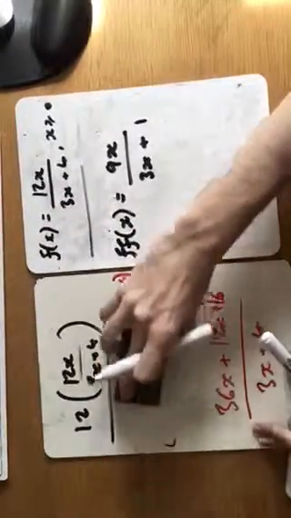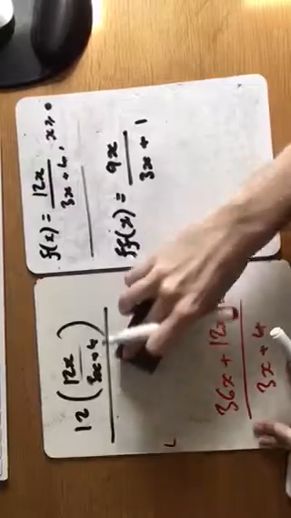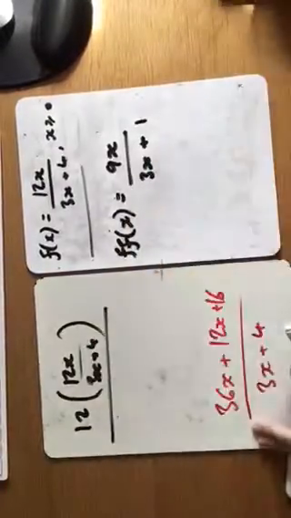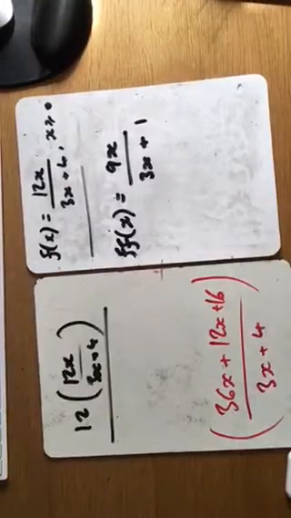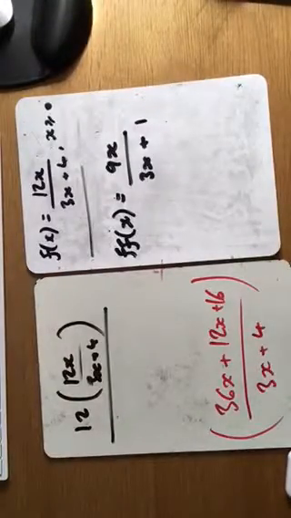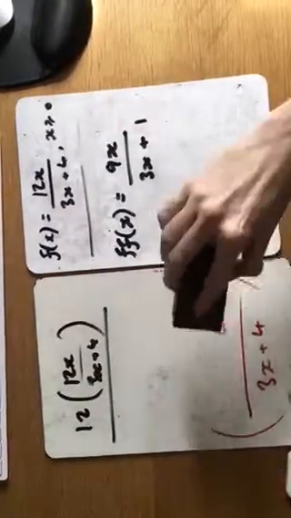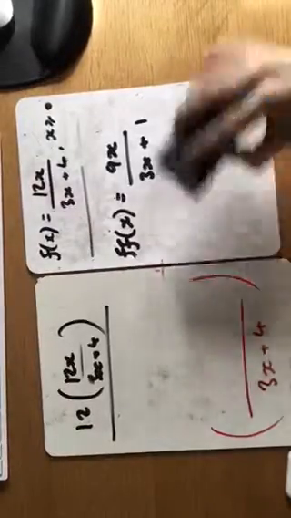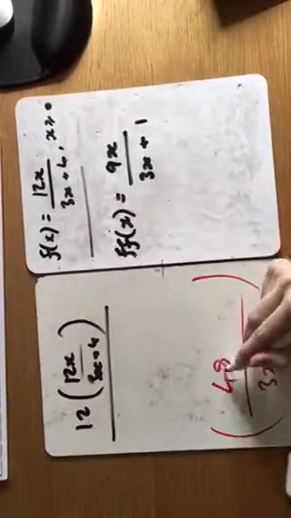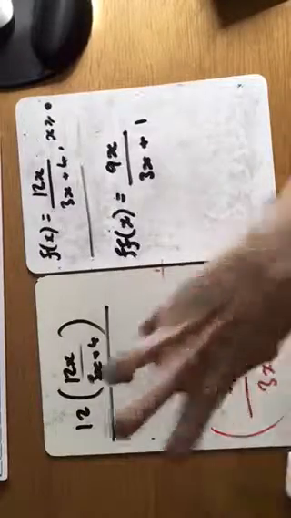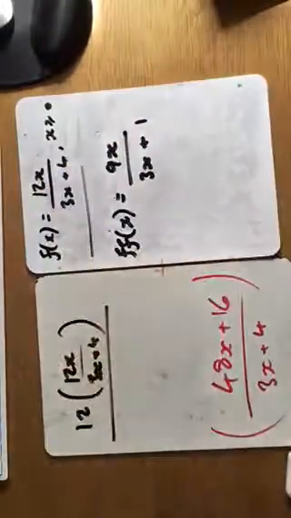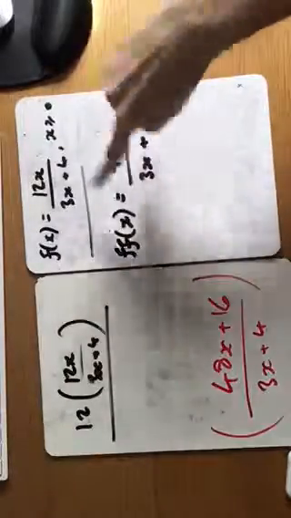So this whole bottom line here has now been replaced by 36x plus 12x plus 16. Well, let's change that to 48x. Let's just simplify that on the top: 48x plus 16. And that is now the whole denominator of the big fraction that we were working with, aiming to work towards this f f x here.